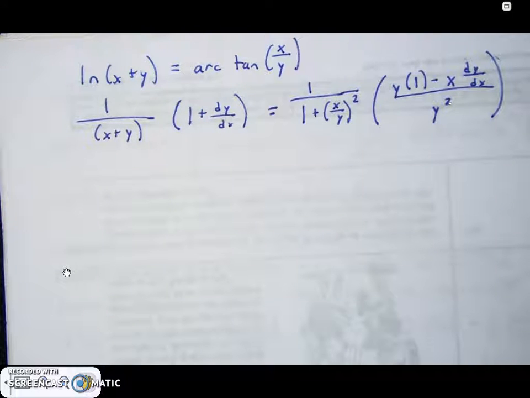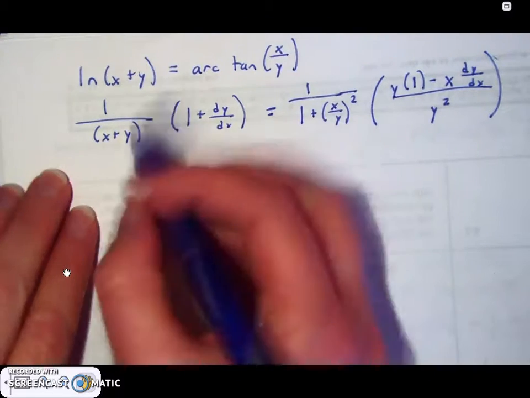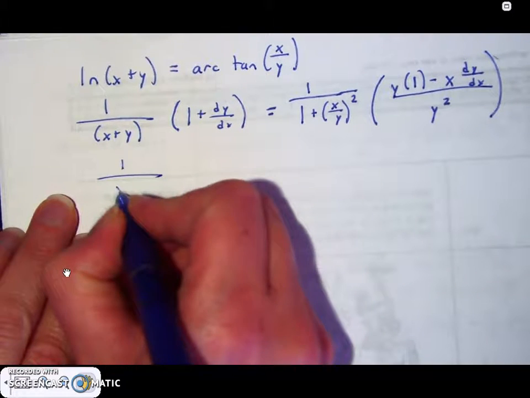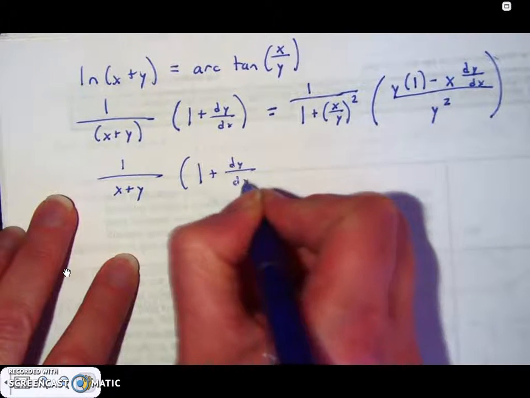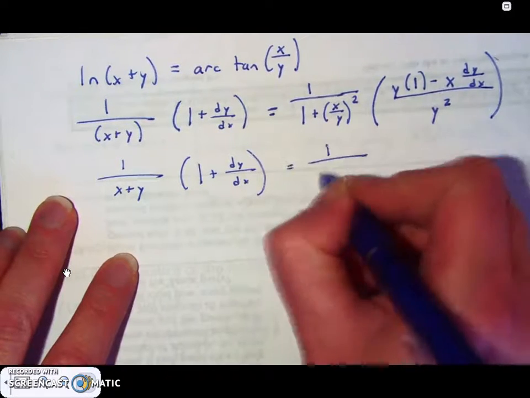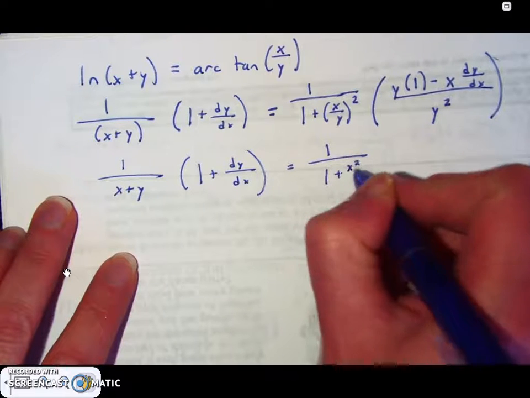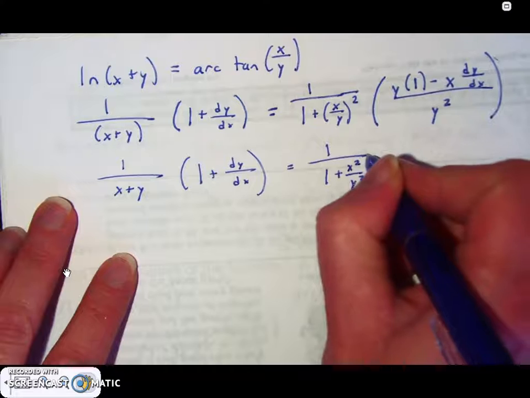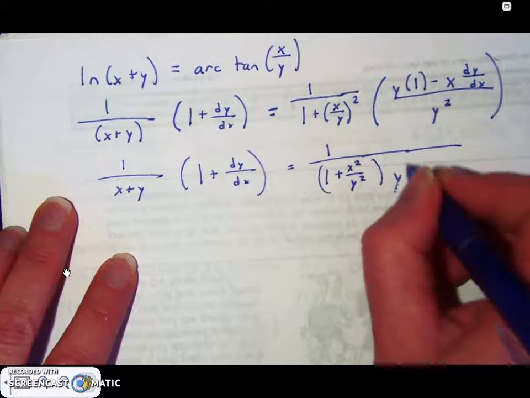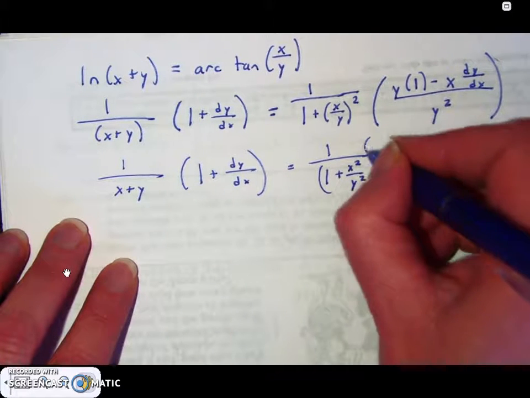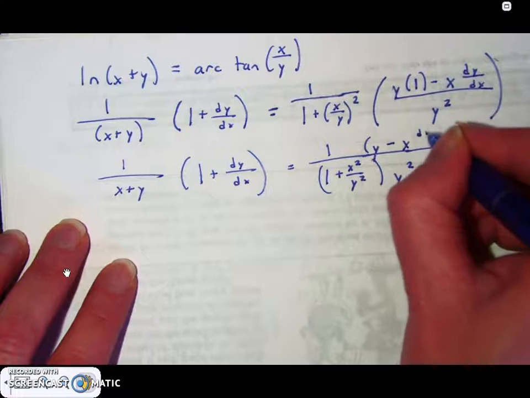Our idea once we do implicit is to get everything with dy dx on one side and everything without it on the other. But I kind of have a mess to deal with first. Part of the mess is that I have a whole lot of fractions, so let's try to deal with that first. Let's look at this guy. This would be 1 over 1 plus x squared over y squared, and all this is multiplied, so that's times y squared, and this is times y minus x dy dx.